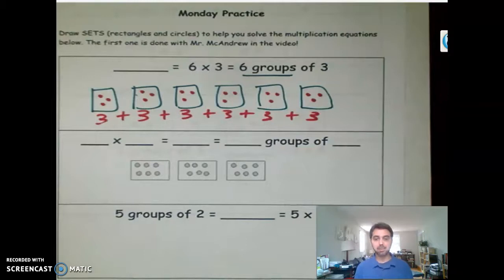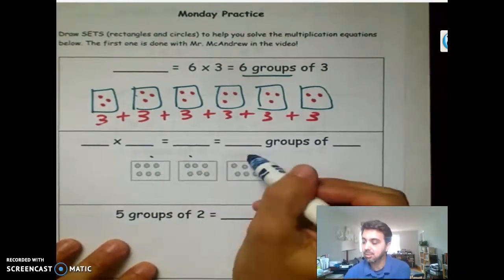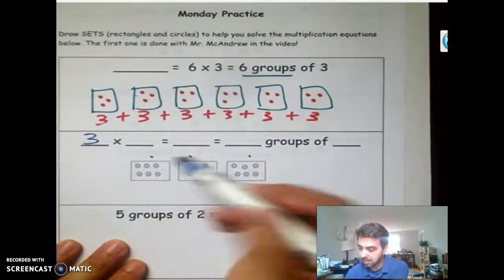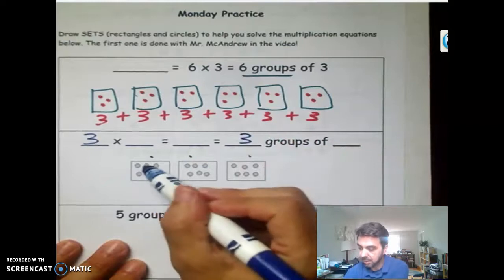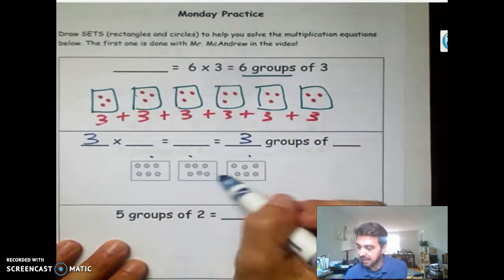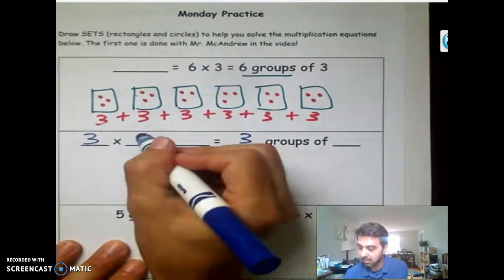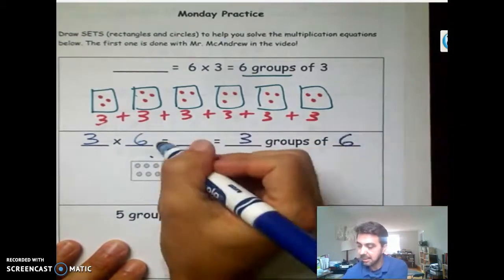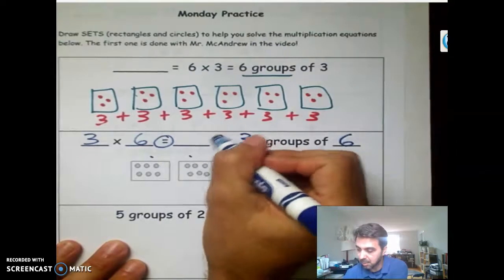I'm going to show you what it would look like. I know that there are 1, 2, 3 groups, so I'm going to put 3 groups here. And there's 1, 2, 3, 4, 5, 6 in each group. So 3 times 6, or 3 groups of 6, is equal to what?